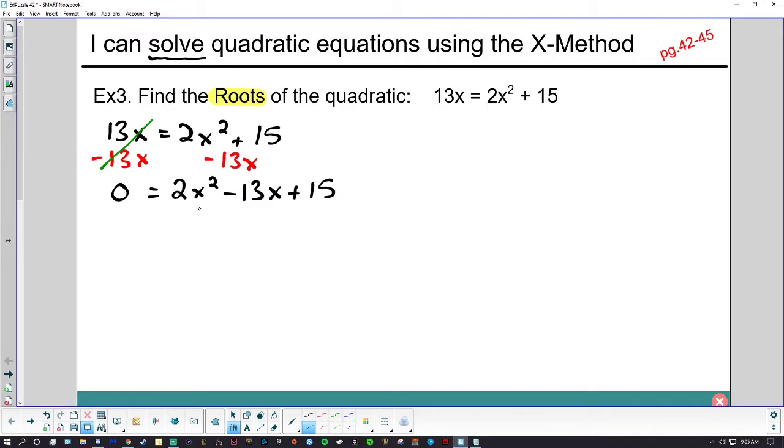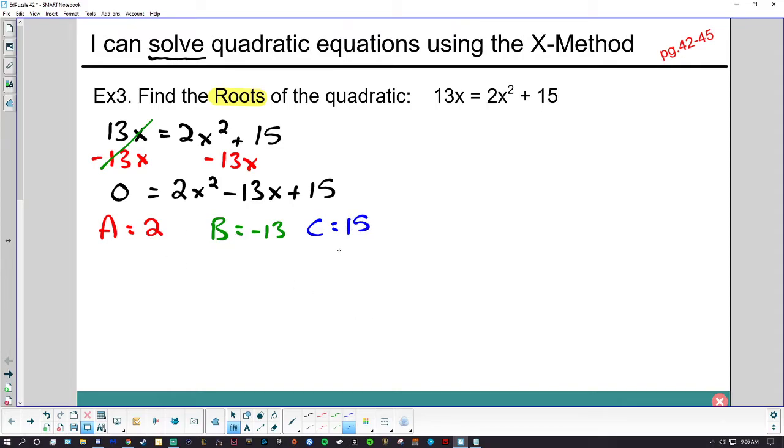So now that it's in standard form, I always need to check, can I pull anything out? When I look at this 2, negative 13, and 15, there isn't anything I can divide all of these numbers by. If I try to divide them by 2, negative 13 and 15 can't be divided by 2, so I can't pull anything out, which means I'm ready to label my a value, my b value, and my c value. So my a value is 2, my b value is negative 13, and my c value is 15.